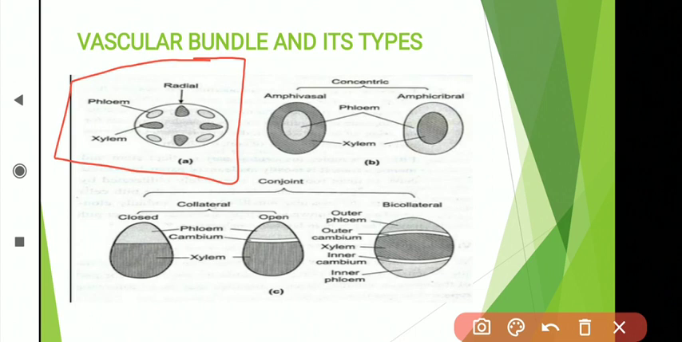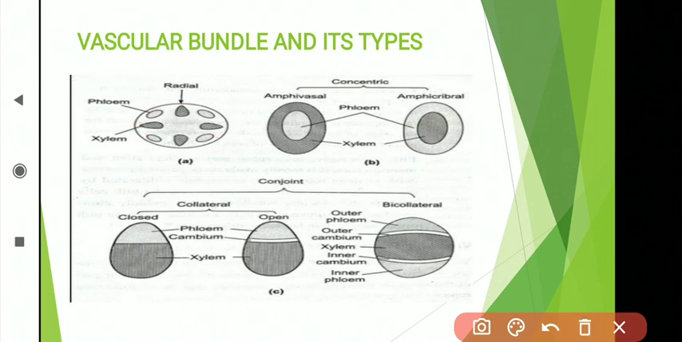So xylem bundles and phloem bundles are arranged alternately on different radii. For example, look at this diagrammatic representation here. This dark colored part is the xylem. It is present on one radius, while the phloem is present on another radius, and xylem and phloem are arranged alternately here. Such an arrangement of xylem and phloem is known as the radial type of vascular bundle, and this vascular bundle is strictly present in the roots of plants only.